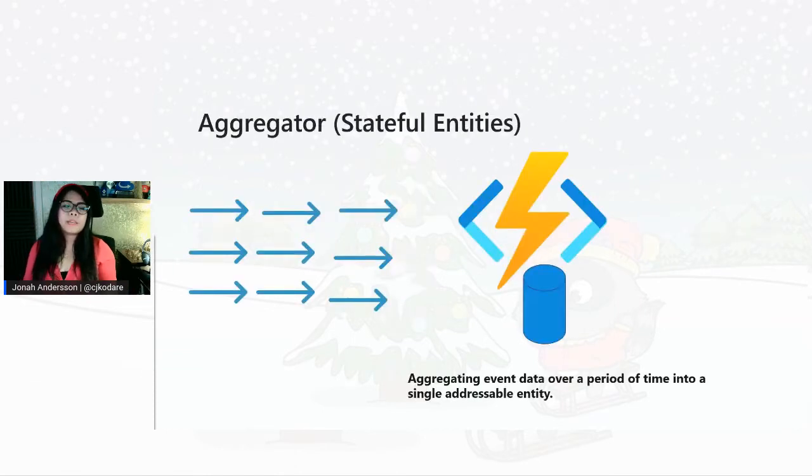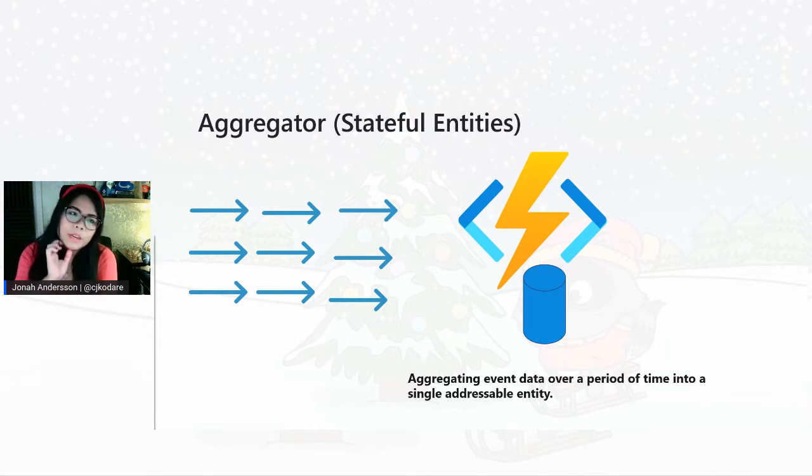The next pattern is the aggregator pattern, which is commonly used for stateful entities. It is used if you want to aggregate event data over a period of time as a single addressable entity. And this data can come from different sources, and can come at any time.